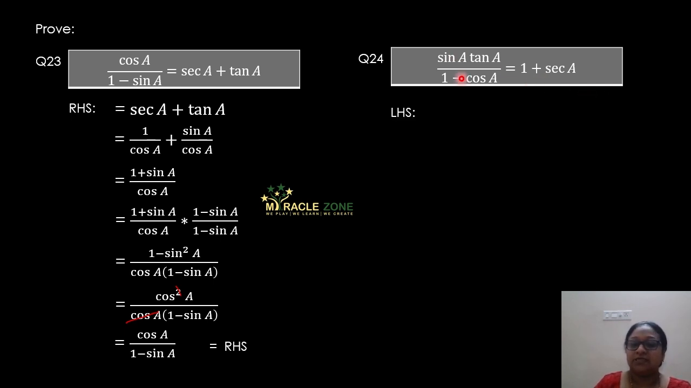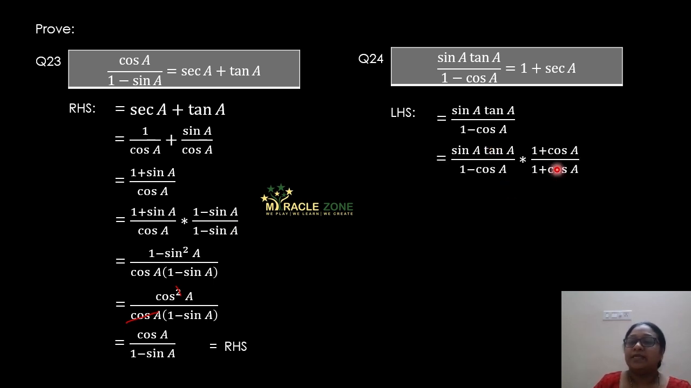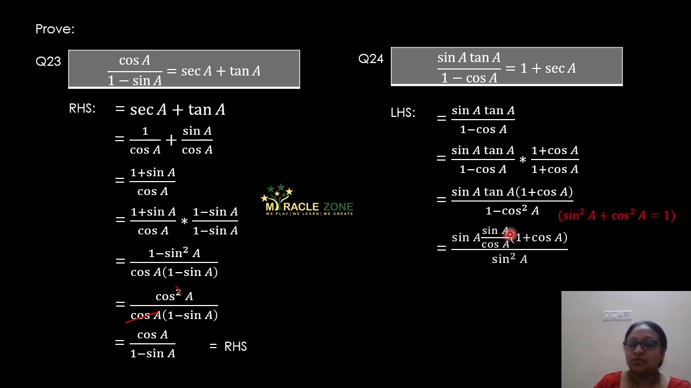Let's take the LHS. Sin A tan A by 1 minus cos A. So as in the previous example, here also we will multiply with 1 plus cos A to the numerator and the denominator. So here the denominator is in the form of a plus b into a minus b. So the same thing you can rewrite as sin A tan A into 1 plus cos A by 1 minus cos square A. What is 1 minus cos square A? It is sin square A. And tan you can rewrite as sin by cos. So this will become sin square A by cos A into 1 plus cos A by sin square A.